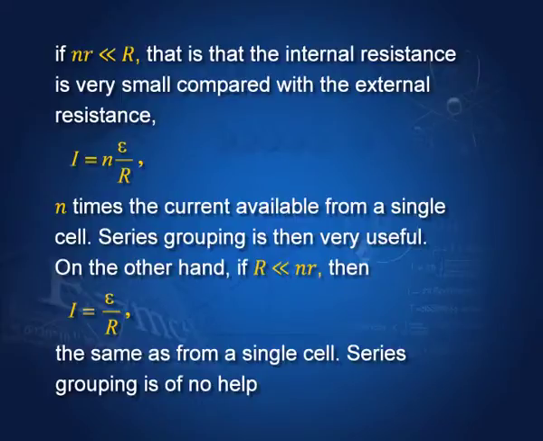If the external resistance is small, that is, I can neglect R, then I is simply equal to n epsilon divided by nr, and n gets cancelled. It is the same thing as if we are taking the current through a single cell.